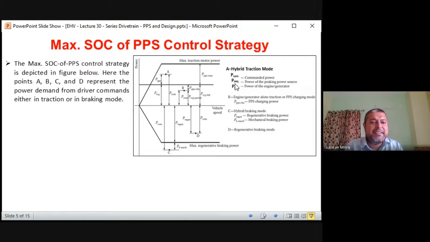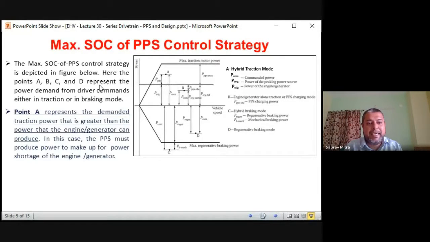So what is strategy A in this case? The max SOC PPS control strategy is depicted in the figure below. Here the points A, B, C, D represent the power demand from driver commands either in traction or in braking mode. C and D are in braking mode. Why is it braking mode? Because the vehicle speed is reduced, that's why in both C and D the braking is occurring. And in both A and B, traction is occurring. Traction means we are increasing torque and trying to drive the vehicle faster in the forward direction.